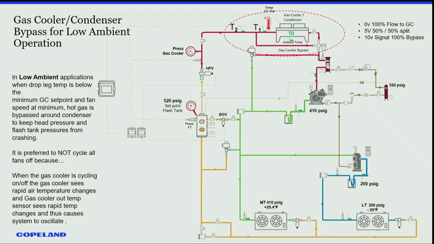So let's see. In a low ambient application, when the drop leg is below that minimum gas cooler outlet set point, fan speed should be at a minimum. The hot gas, or a portion thereof, is bypassed around the condenser to keep the pressure in the flash tank from crashing. It's preferred to not cycle all the fans, because when the gas cooler is cycling on and off, that rapid air really impacts these temperatures at the outlet. So keep that minimum fan speed on, and the high pressure valve will maintain that set pressure based on a subcooling set point.